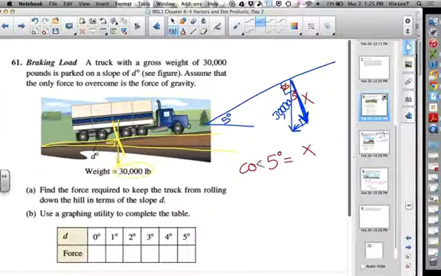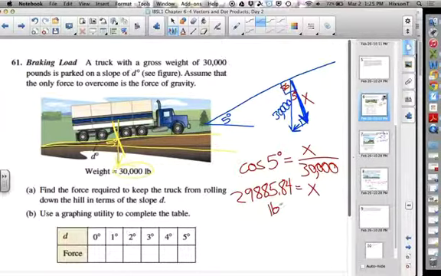So we're going to use what of 5 degrees? Cosine. Cosine of 5 degrees equals x over 30,000. Multiply by 30,000 and you'll get your answer: 29,885. So almost all the weight of the truck is going perpendicular to the hill, but not quite all, because we are sloped a little bit.